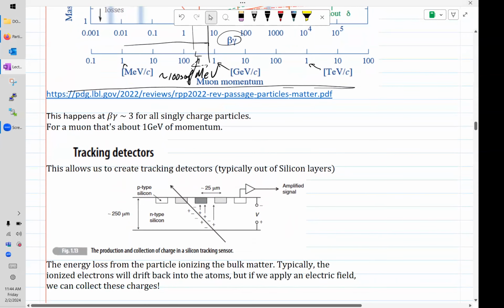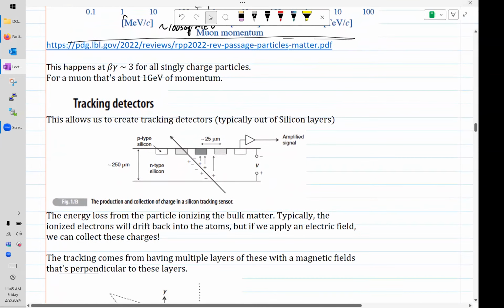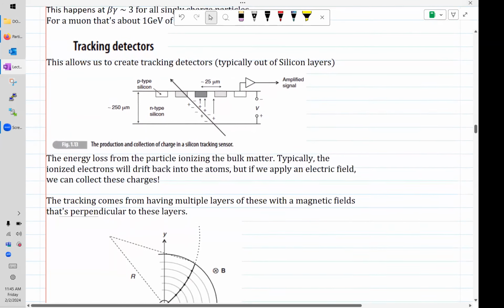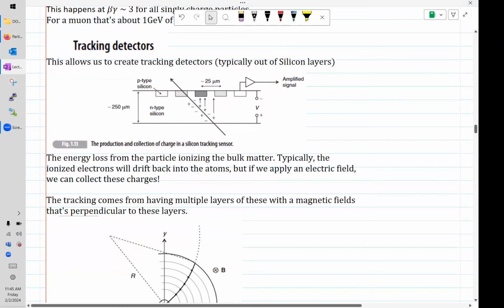So ionization is one of the fundamental ways for us to detect charged particles. In high energy physics, these would be considered low energy muons. A GeV muon travels at almost about 3/4 the speed of light. That's considered very low energy. What you can do with this is make tracking detectors out of it.